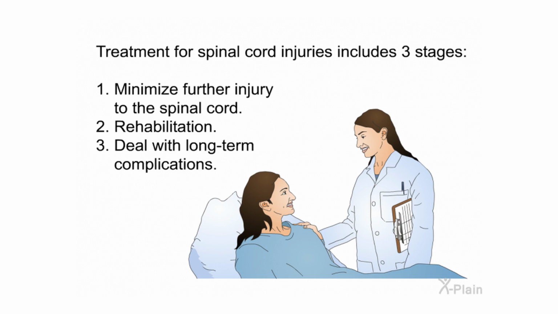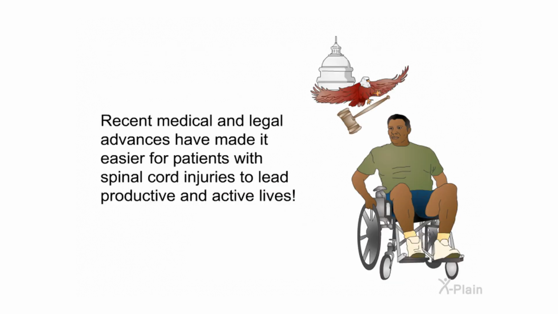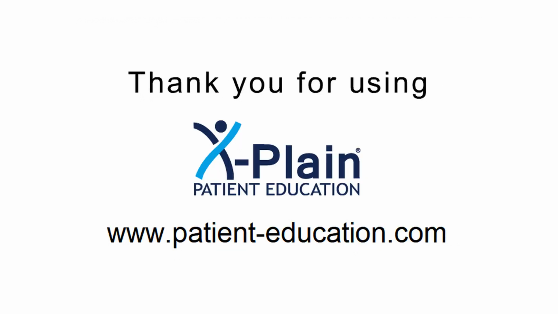Treatment for spinal cord injuries includes 3 stages. 1. Minimize further injury to the spinal cord. 2. Rehabilitation. 3. Deal with long-term complications. Recent medical and legal advances have made it easier for patients with spinal cord injuries to lead productive and active lives. Thank you for using Explain.